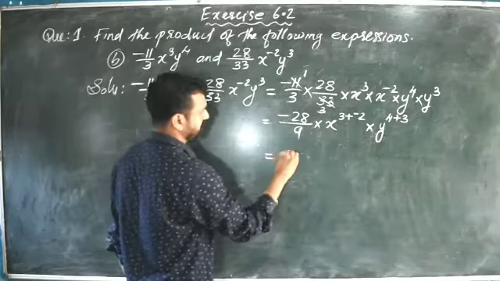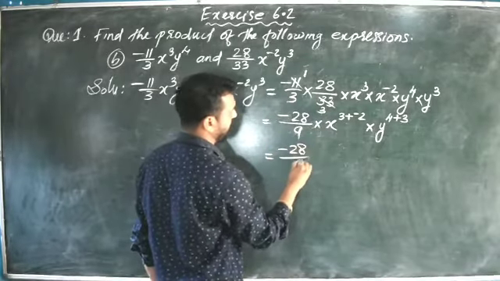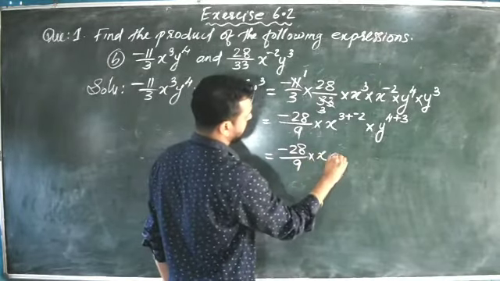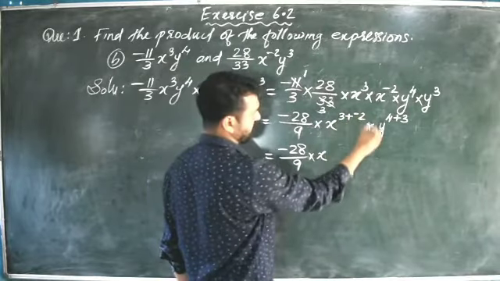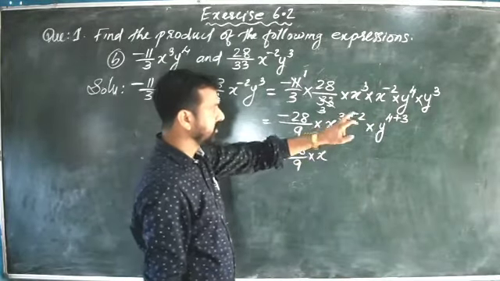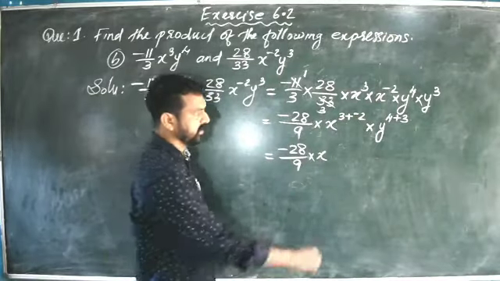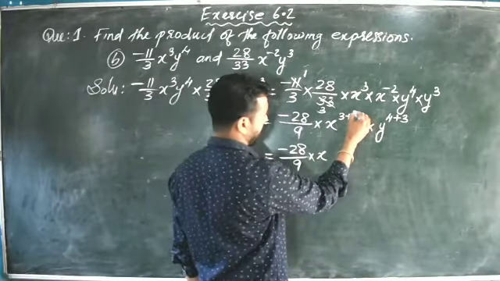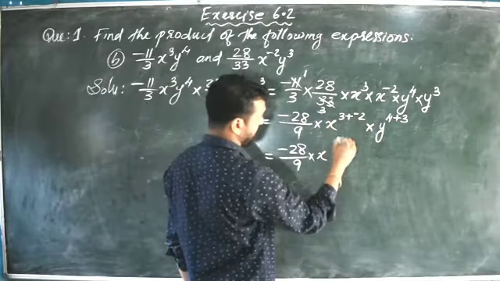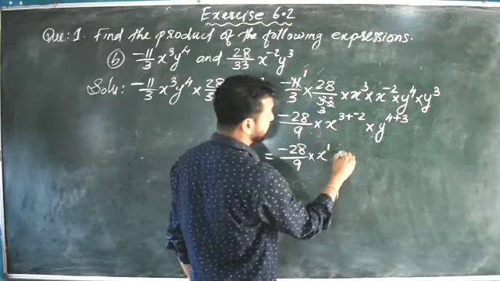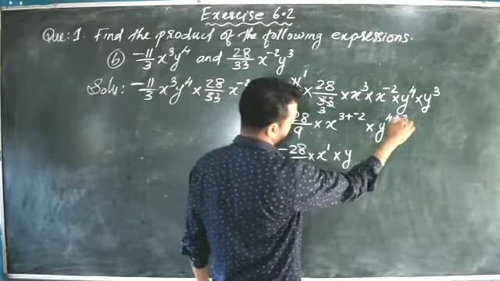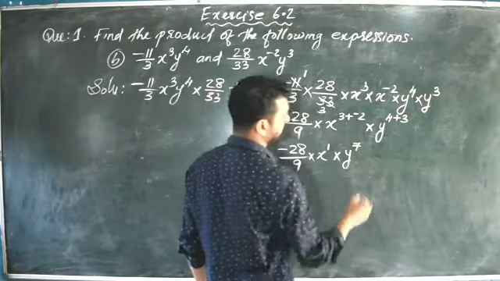That is equal to minus 28 divided by 9 into x raised to 3 plus minus 2. One number is positive, one is negative. Subtracting the numbers and putting largest number sign. 3 minus 2 is 1 and the largest number sign is plus, so it will come plus 1 into y raised to 4 plus 3. 4 plus 3 is equal to 7.